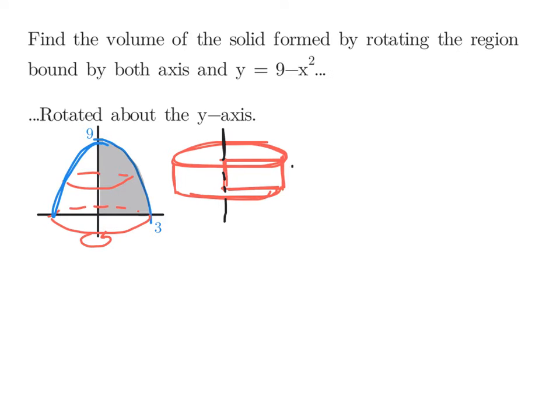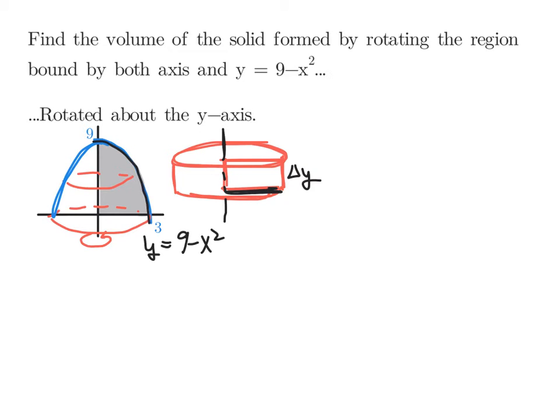The only difference is that now our representative disk is horizontal, which means the depth of that disk is now a vertical distance, delta y, and our radius is a horizontal distance, which we need to have written in terms of y. Now we know that the function for this curve is y equals 9 minus x squared. When it's written like this, y is a vertical distance, and we can represent that vertical distance in terms of x.